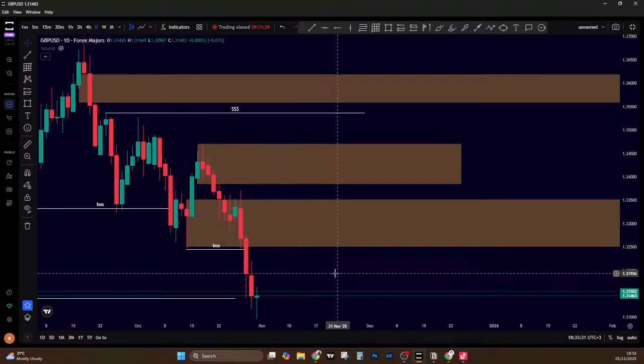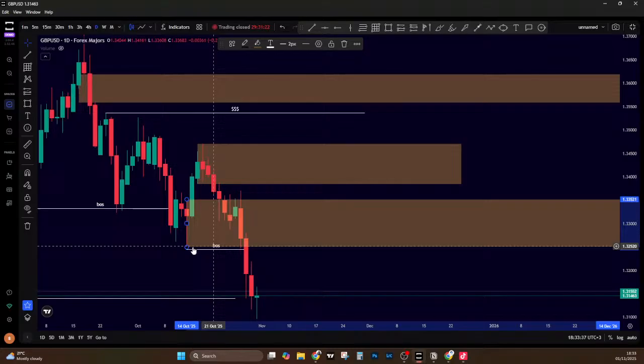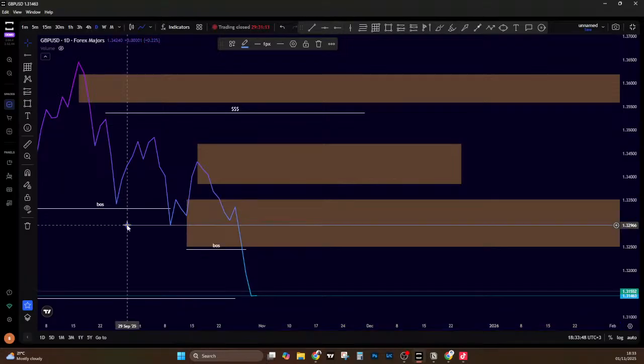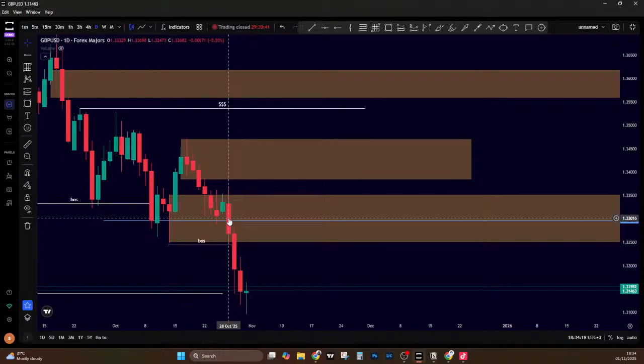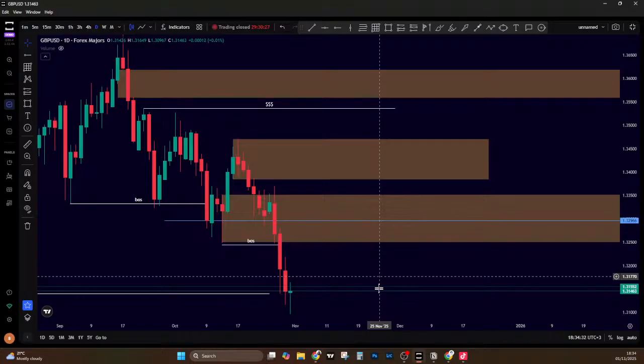All right, what I'm seeing here is that if we remove the wicks, because I need to see whether the QML is around that area, that is where the real BOS is. So I don't see any reason for the market to go past this area before it continues with the sell move.